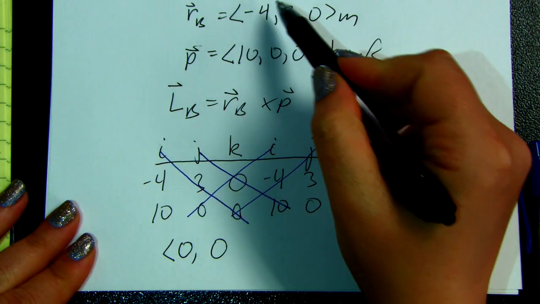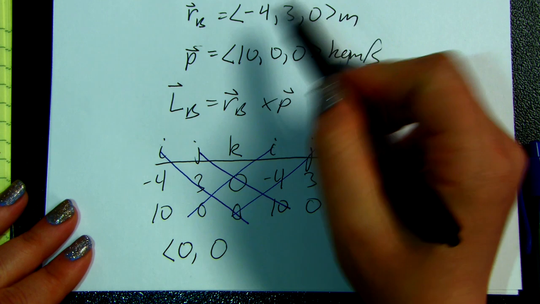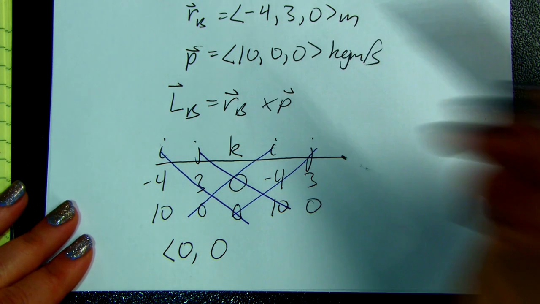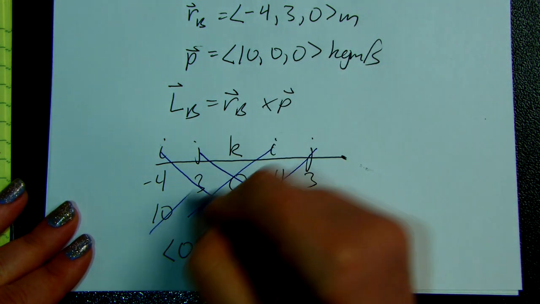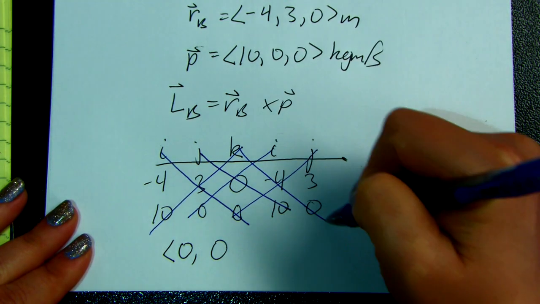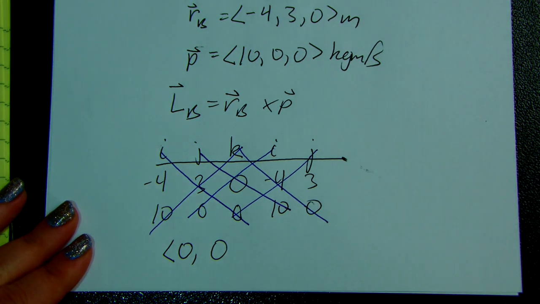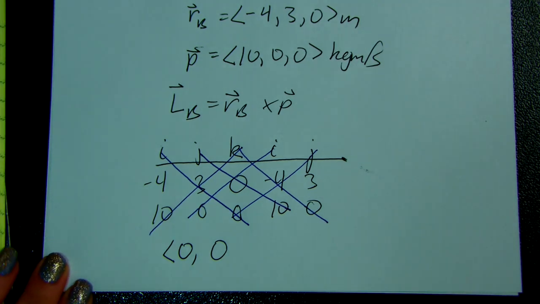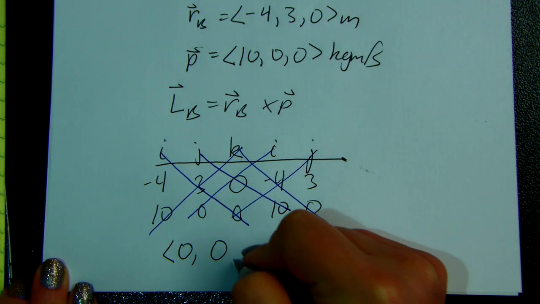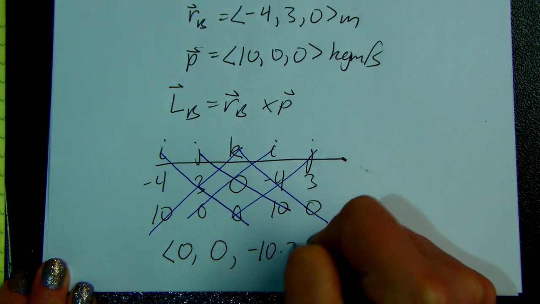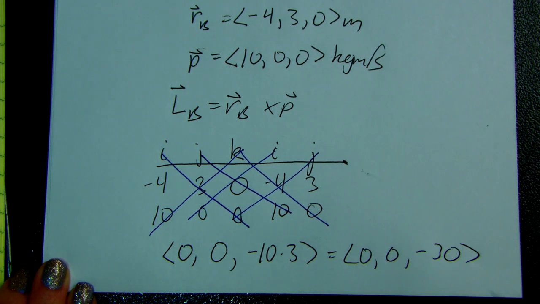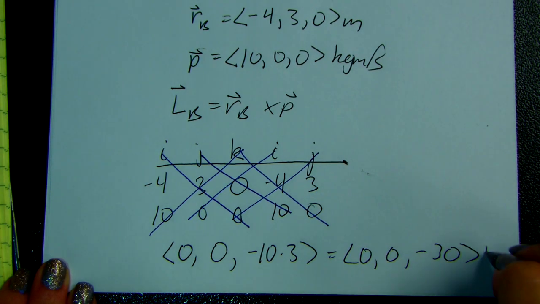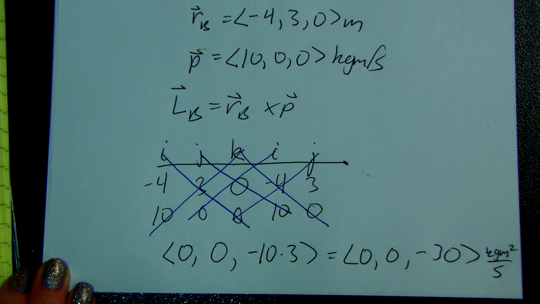0. Again, unsurprising. We've got components that are both in x and y. We would expect an answer in z, so we are getting what we would expect. And then we have minus 4 times 0 minus 10 times 3. So minus 10 times 3, which is 0, 0, minus 30 kilogram meters squared per second.